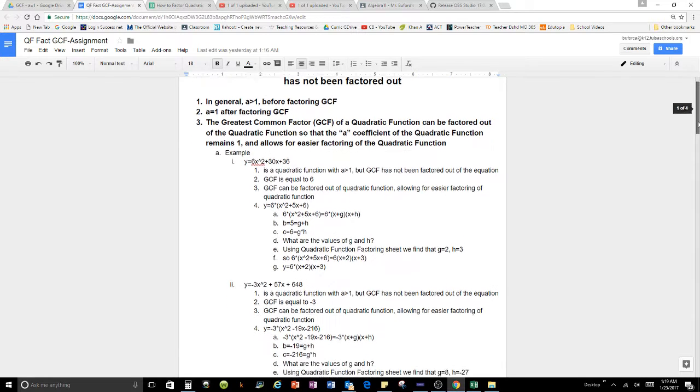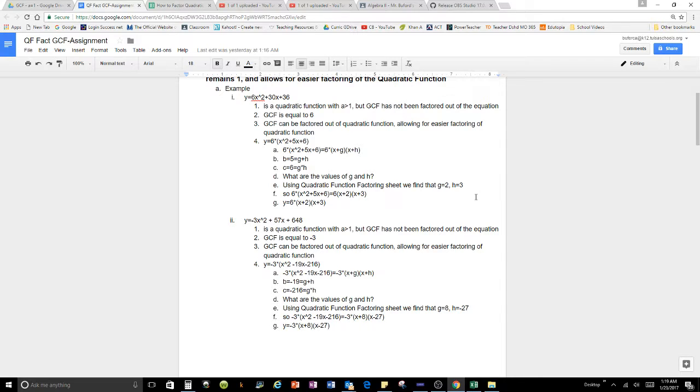So let's look at another example. Here we have a much larger number, 648, and again a is greater than 1. So let's see if we can find a greatest common factor that we can pull out of this. Another way of thinking about pulling it out is if we divide each term by, in this case, a minus 3.